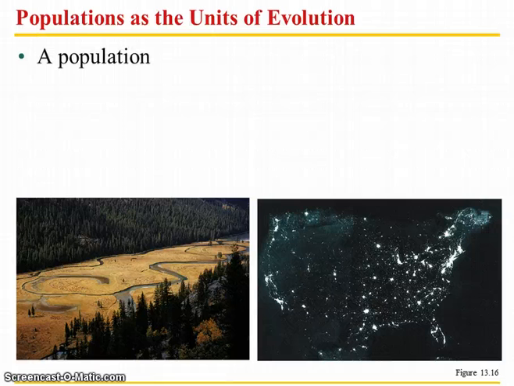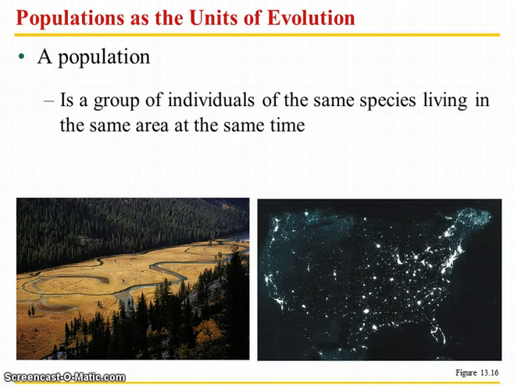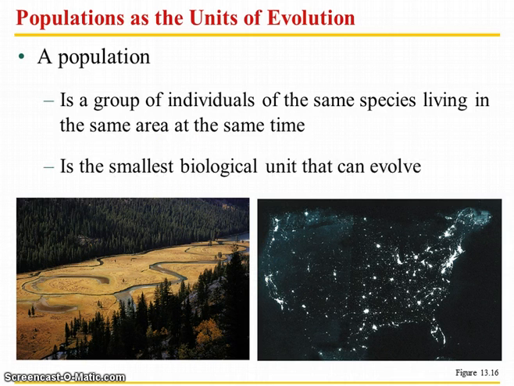We've already discussed that individuals don't evolve. They don't change their traits. That happens at the population level. So what is a population? It's a group of individuals of the same species living in the same area at the same time. So in a specific forest, you've got the deer that live there. That's a population of deer. It's the smallest unit that can evolve.